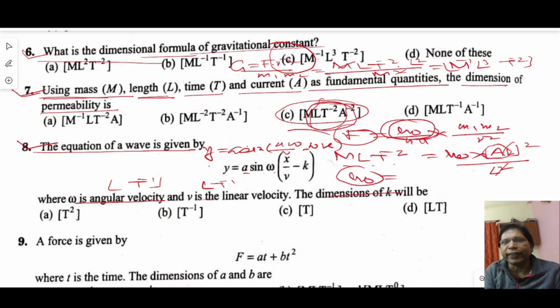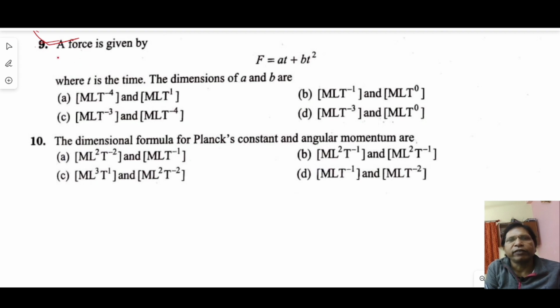Look at this. If this term represents the angle, so this is also an angle. Angle has no dimension. Therefore, omega k has no dimension. That means 1. Omega has dimension T^-1. Therefore, T^-1 into k equals 1. So k has dimension T. Okay. So option C is correct. Understood? Now question number 9.